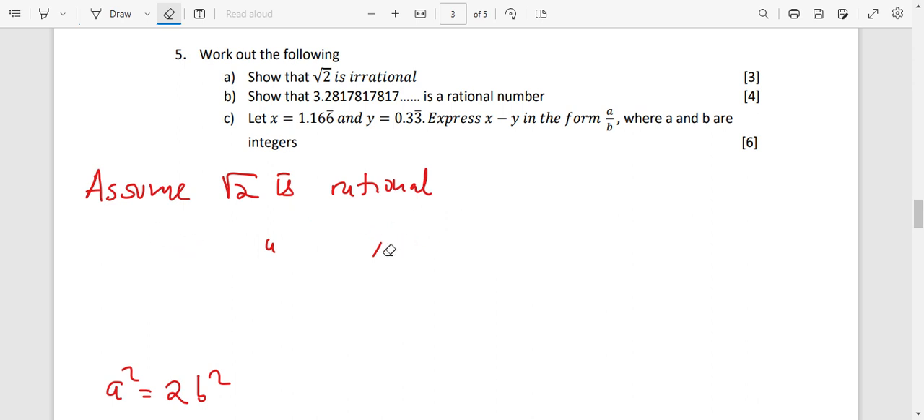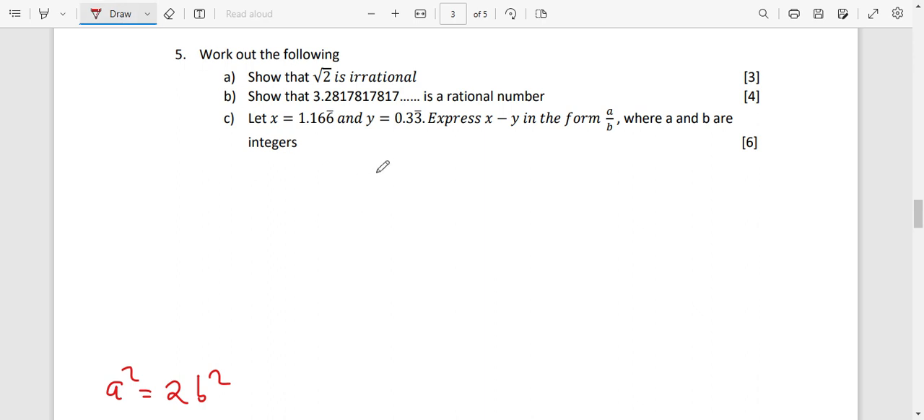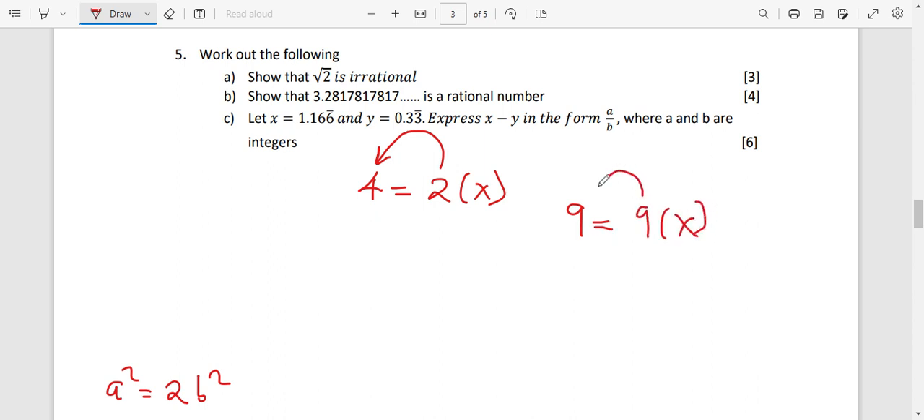Okay. Now, if a squared is equal to 2b squared, it means that 2 can go into a squared. That's the meaning. If I say 4 is equal to 2 times a certain number x, it means that 2 can go into 4. All right? If I say 9 is equal to 9 times x, it means that this 9 can go into 9. If I say a squared is equal to 2b squared, it means that 2 can go into a squared. That's the meaning. All right?